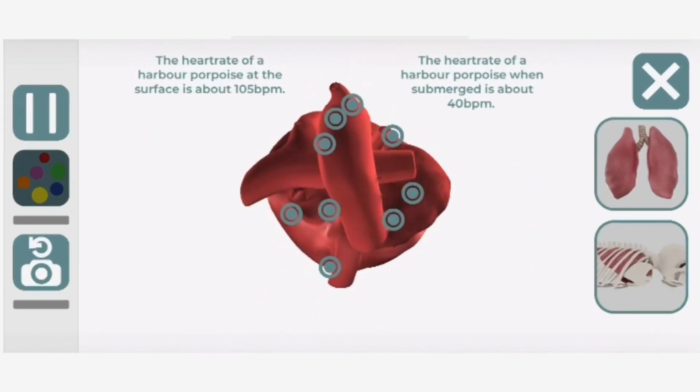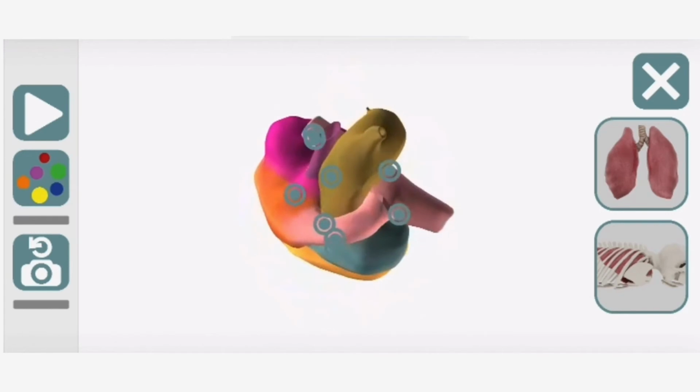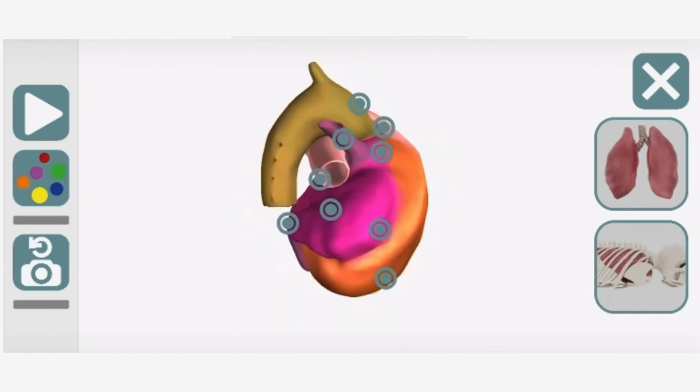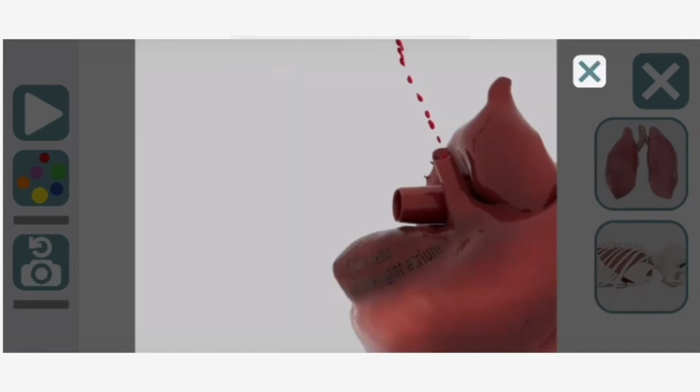Let's go to the heart scene first. The heart scene has options to change the texture to a false colour texture to better see boundaries and spatial relationships, and there are a series of interest points to view animations, pictures and descriptions.